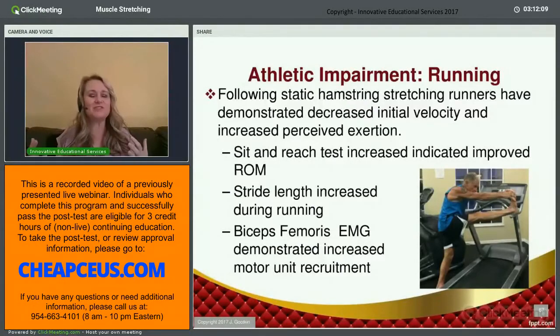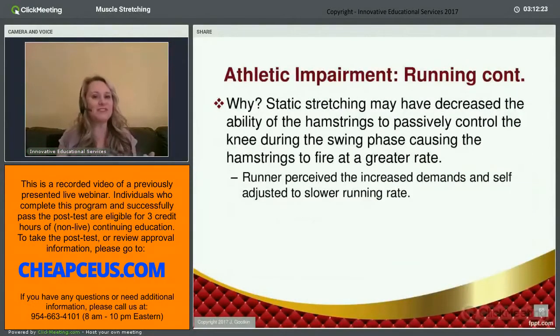So that kind of goes opposite everything we've been saying up to this point. You statically stretch, but we're supposed to be losing power. We're supposed to be fatiguing the muscle out more. Why would the EMG firing increase after the static stretching?